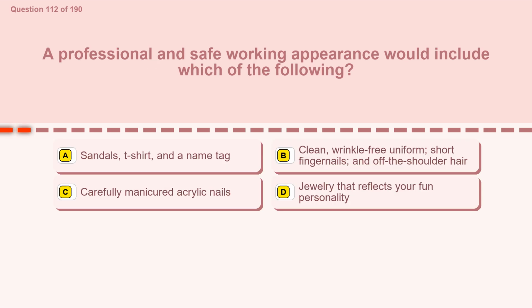Question 112. A professional and safe working appearance would include which of the following? Option A. Sandals, t-shirt, and a name tag. Option B. Clean, wrinkle-free uniform, short fingernails, and off-the-shoulder hair. Option C. Carefully manicured acrylic nails. Option D. Jewelry that reflects your fun personality.